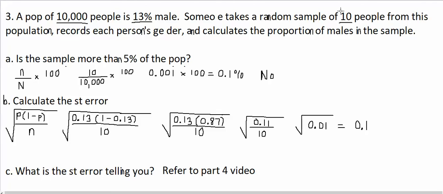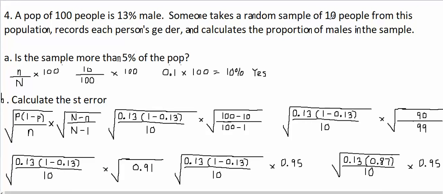Here's a proportion example using the shorter version of the formula. So what I did was I subtracted 1 by 0.13. That's the population proportion that was provided. Then 1 minus 0.13 is 0.87. 0.13 times 0.87 is 0.11. I divided that by 10, and that came out to 0.01 rounded. And then the square root of 0.01 is 0.1.